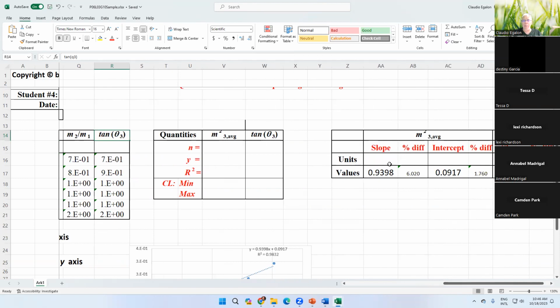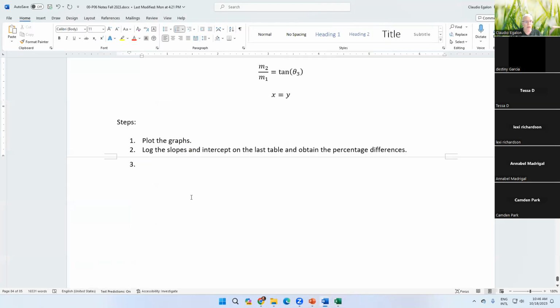Okay, and then the slope: the units of the slope is just the unit of the rise divided by the unit of the run. In the case of the intercept, I want you to figure that out, right? And that's what you have. That's the first thing. Of the slope, the intercept.